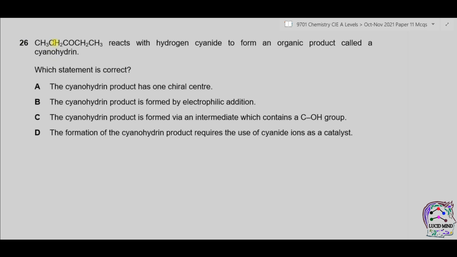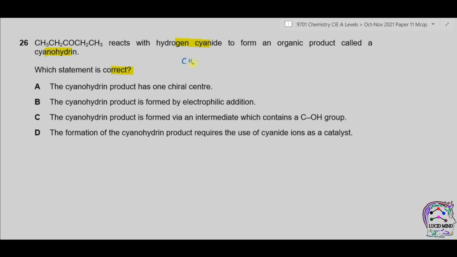Question 26. CH3, CH2, CO, CH2, CH3, which is a ketone, reacts with hydrogen cyanide to form an organic product called a cyanohydrin. In cyanohydrin we have CN and we also have an OH group. Which statement is correct? Let's do this reaction.